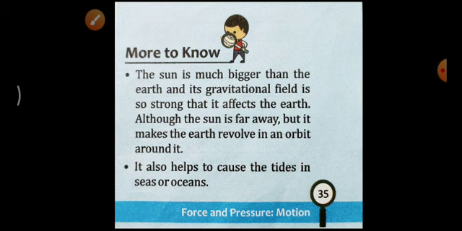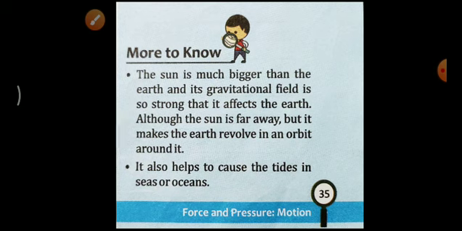Not only the earth, but other planets are also revolving around the sun because of the gravitational force of attraction of the sun on other planets. It also helps to cause the tides in the seas or oceans. Because of the gravitational force of attraction, the tides in the sea or oceans happen. Okay, so I hope all of you have understood that.